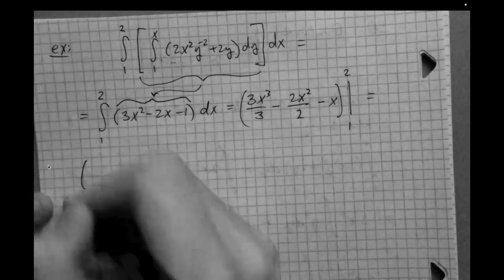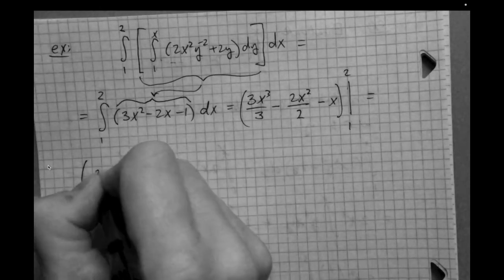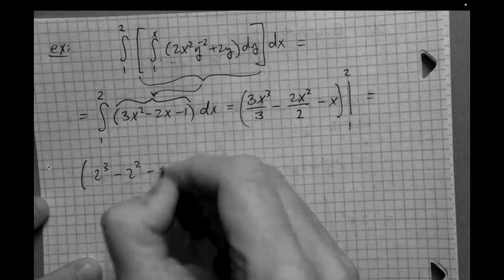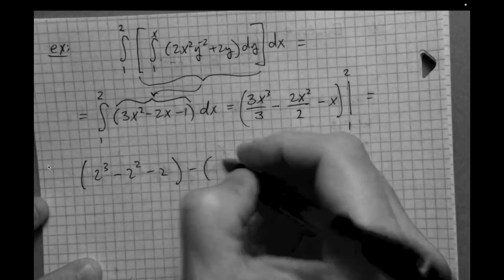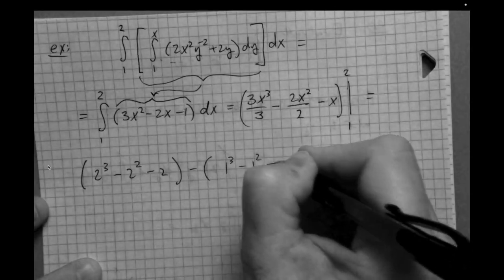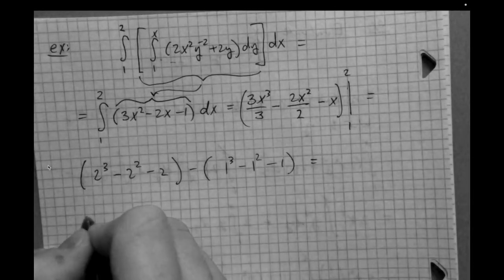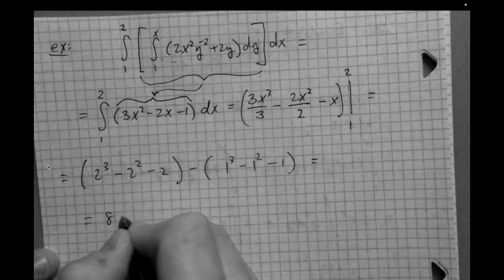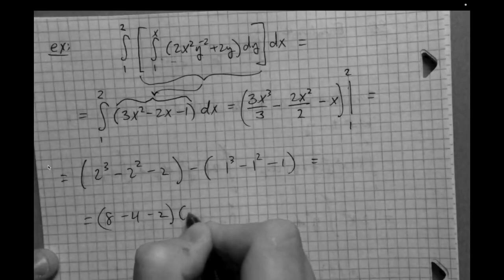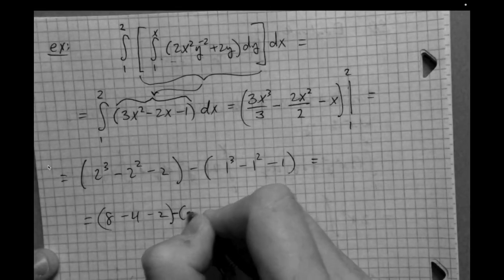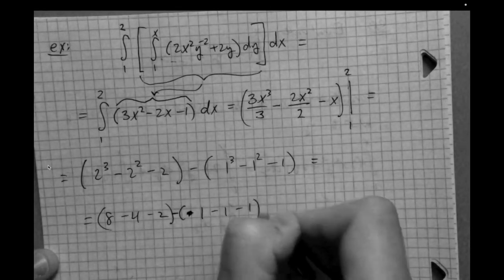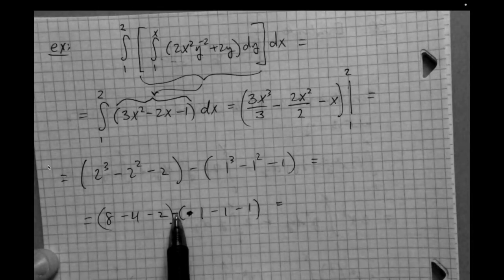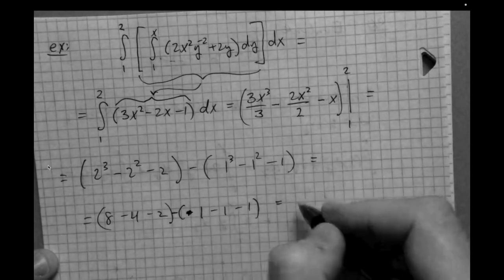And so we can evaluate this. We just get 2 cubed minus 2 squared minus 2, minus, and then the whole thing is 1 cubed minus 1 squared minus 1. And so what do we get here? We get 8 minus 4 minus 2 minus 1 minus 1 minus 1. And so basically we get 2 minus negative 1.